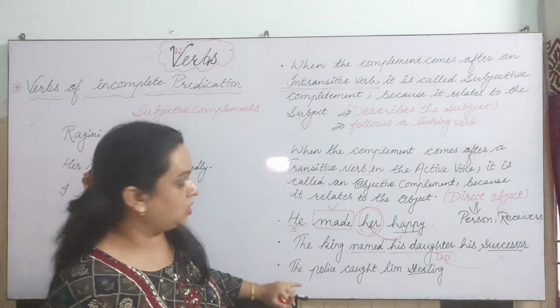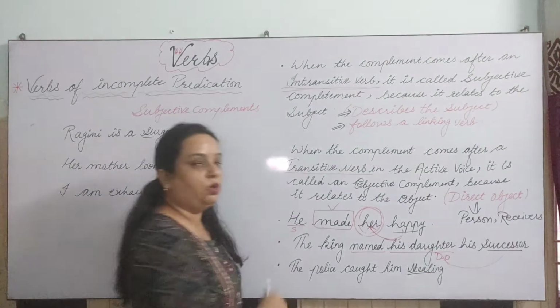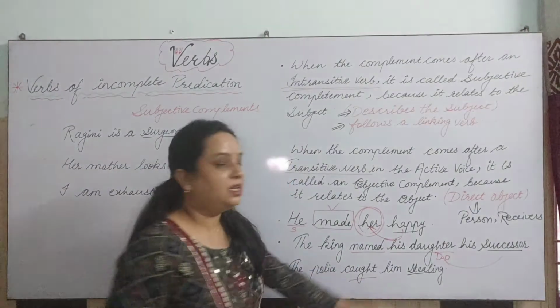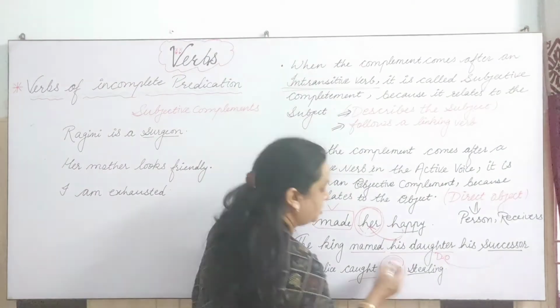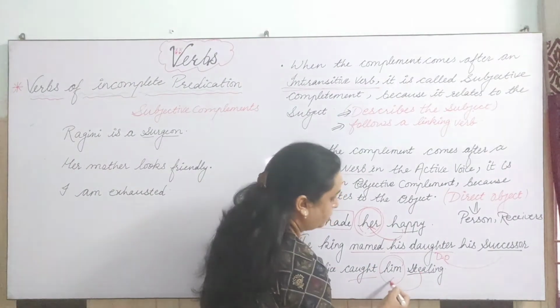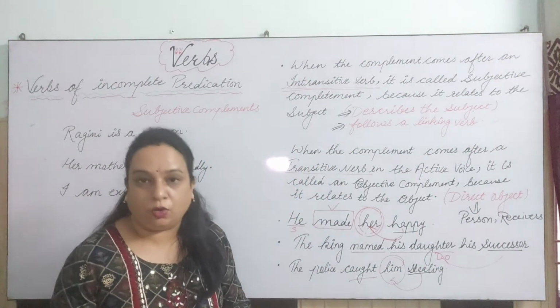And the last sentence is: the police caught him stealing. So once again the police is working as a noun here. Caught is the verb. Him is the direct object, and stealing is telling something about him. So that is known as object complement. I hope you got it.